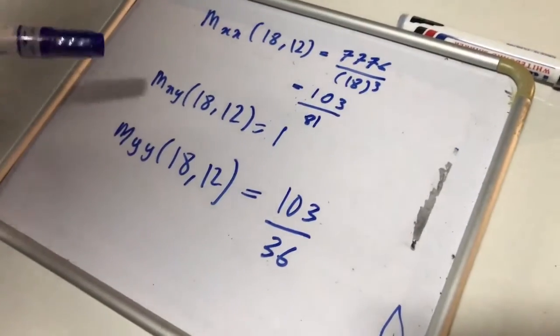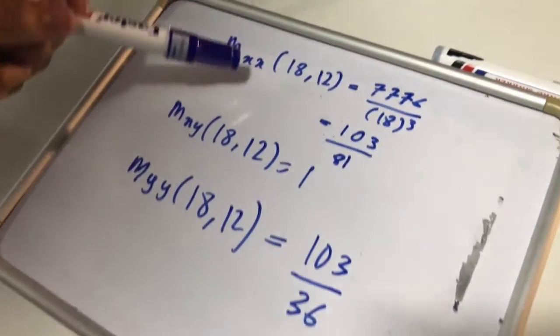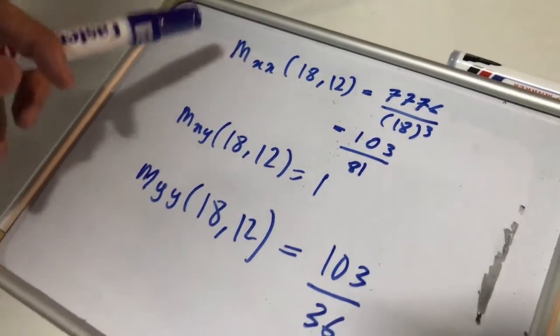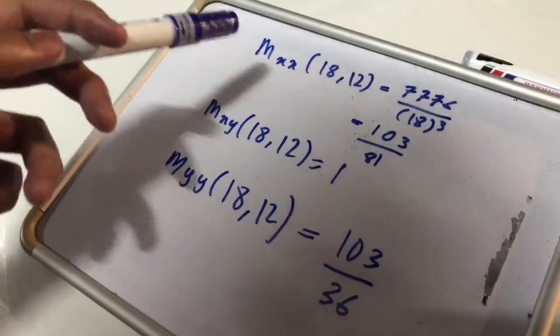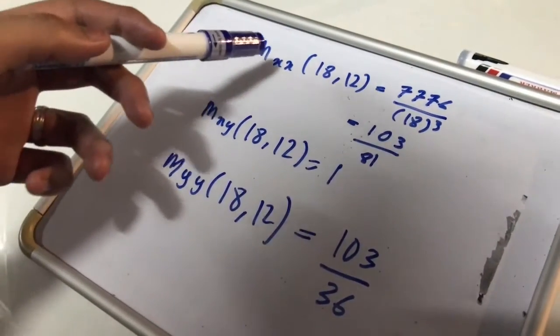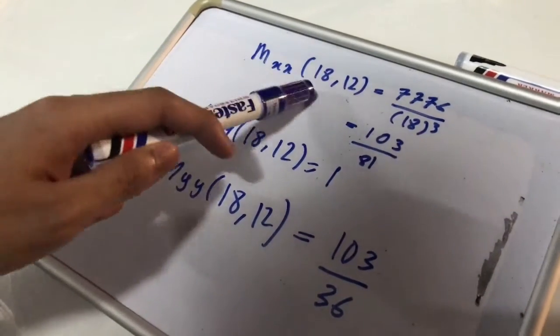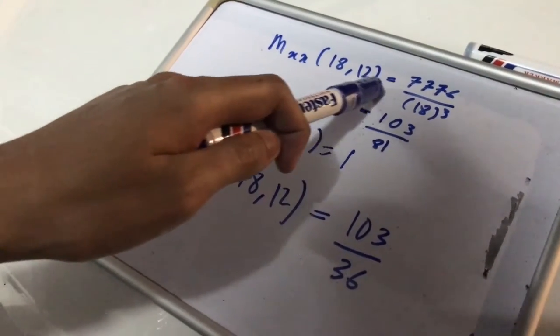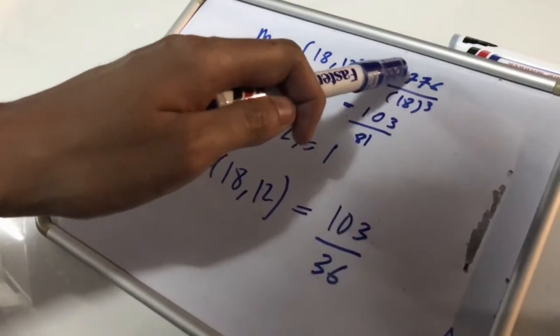So the last one is del square f over del y square. The x and y are put into the equation. The answer is 103 over 36.